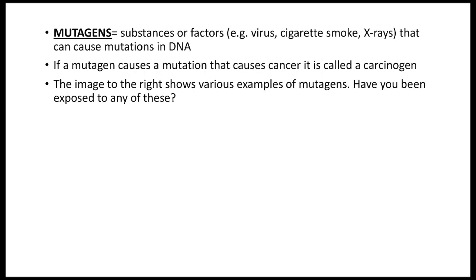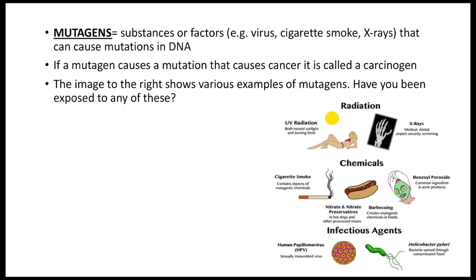So these are what are called mutagens. Mutagens are substances or factors, i.e. virus, cigarette smoke, X-rays, that can cause mutations in DNA. If a mutagen causes a mutation that causes cancer, it's called a carcinogen. So how many of these have you been exposed to?